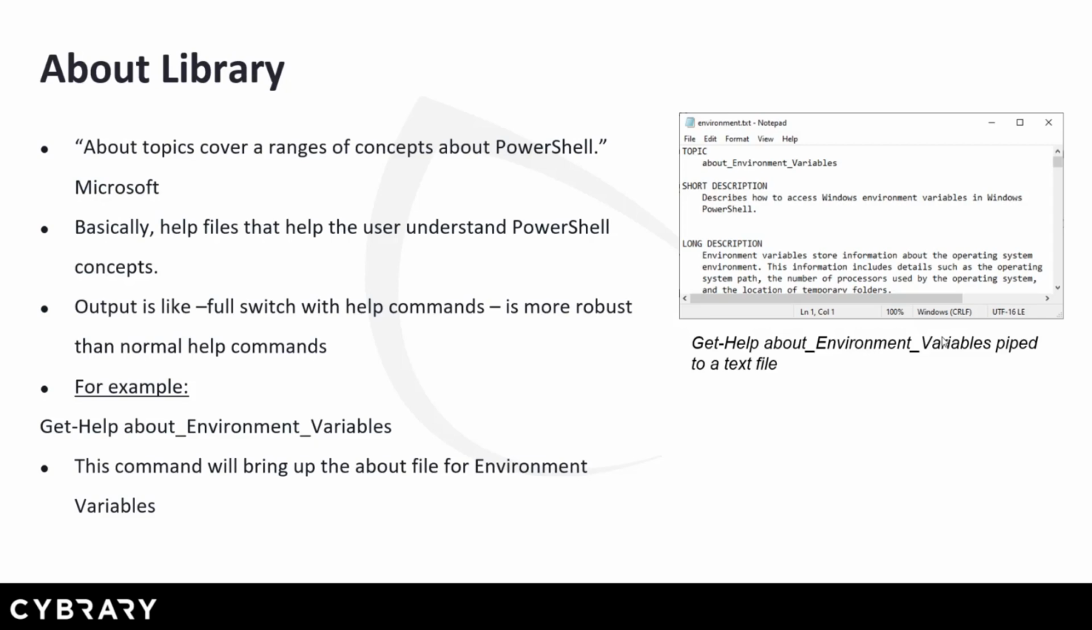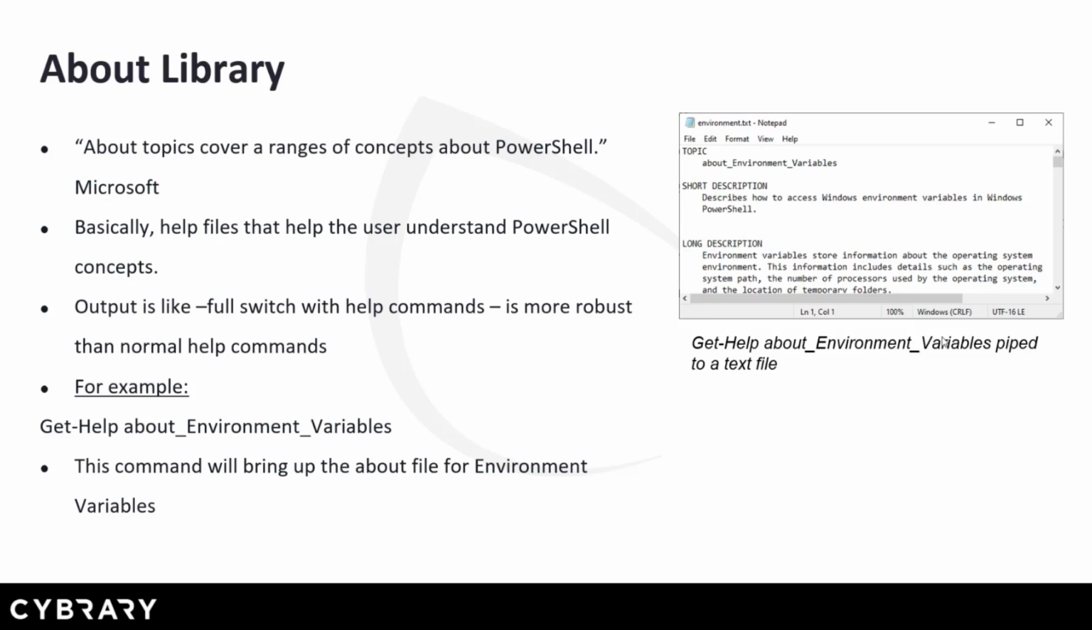So PowerShell actually has a very robust About library, and according to Microsoft, these are topics that cover a range of concepts about PowerShell. Basically, these are help files that help the user understand some concepts within PowerShell. The output you get from the About files is pretty similar to the -full switch that we did with the help commands a couple videos ago. It's more robust than normal help files.